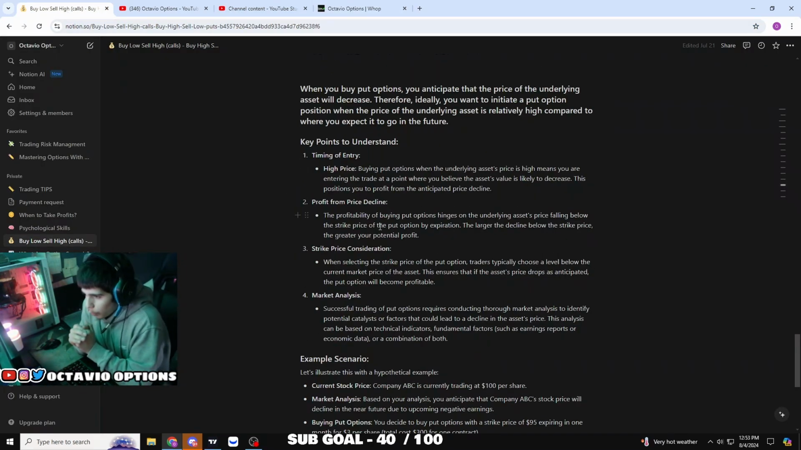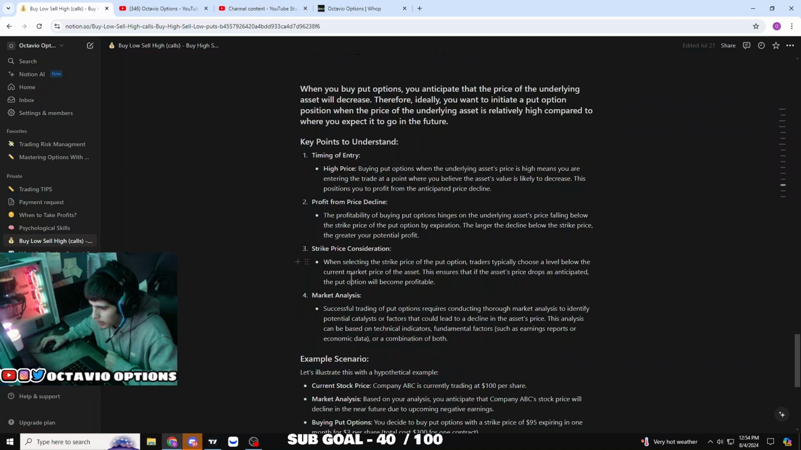I lied, because we've got key point understandings. Timing of entry. Buying put options when the underlying asset price is higher means you are entering the trade at the point where you believe the asset's value is likely to decrease. This positions you to profit from this anticipated price decline. Profit from price decline. The profitability of buying put options hinges on the underlying asset's price falling below the strike price of the put option by expiration. The larger the decline below the strike price, the greater your potential profit is. Right, guys?